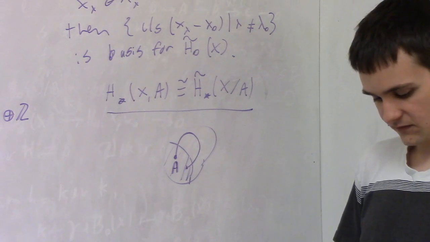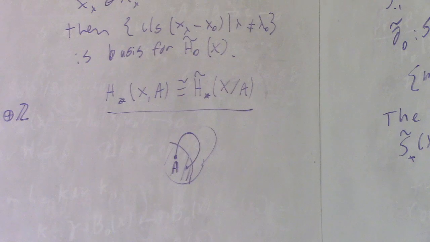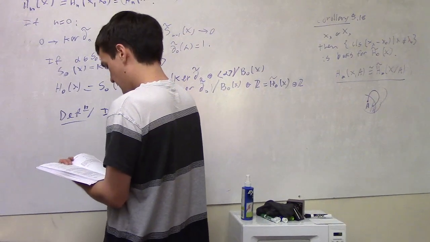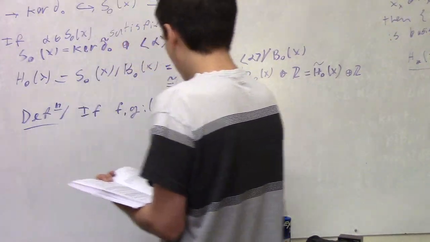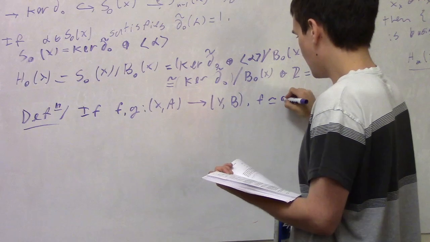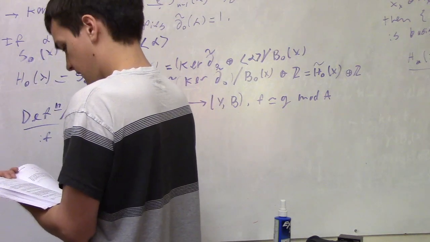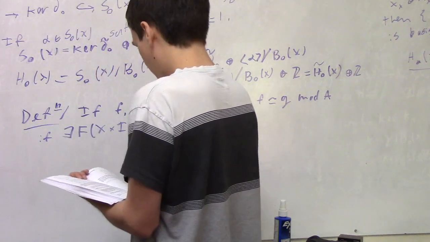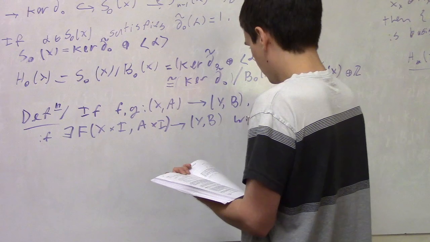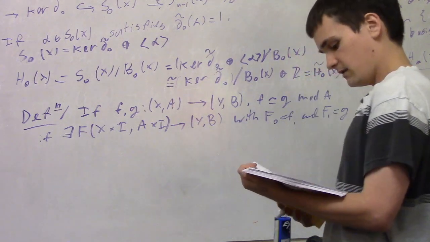So the next thing he does is gives this definition. Let's see, I'll do it over here. So if you have f, g from (X, A) to (Y, B), we say f is homotopic to g mod A if there exists F from (X × I, A × I) to (Y, B) with f₀ = f and f₁ = g.